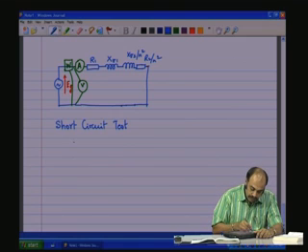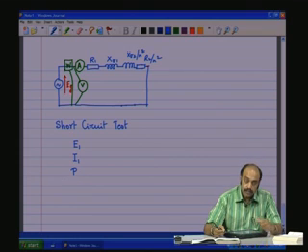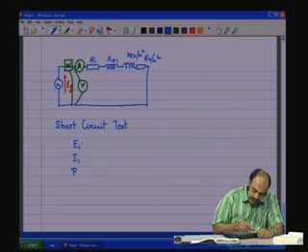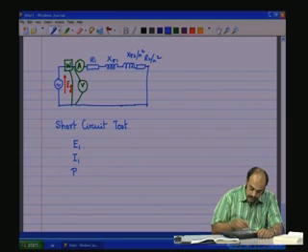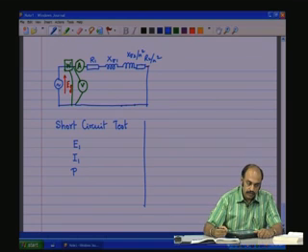So, here we are measuring E1 with a voltmeter, you are measuring I1 with an ammeter, and you are measuring the active power which is drawn from the source again with the wattmeter. Now, this we can use to obtain the rest of the parameters.